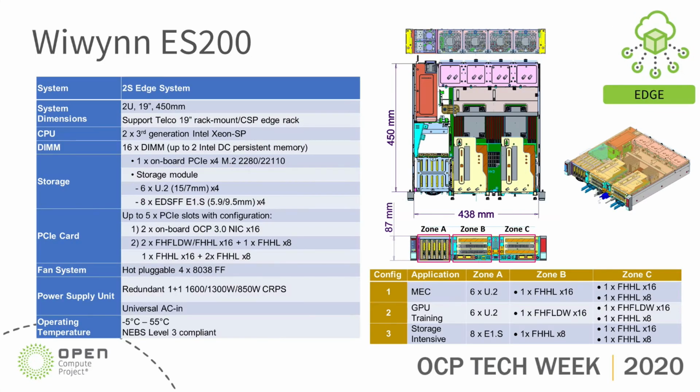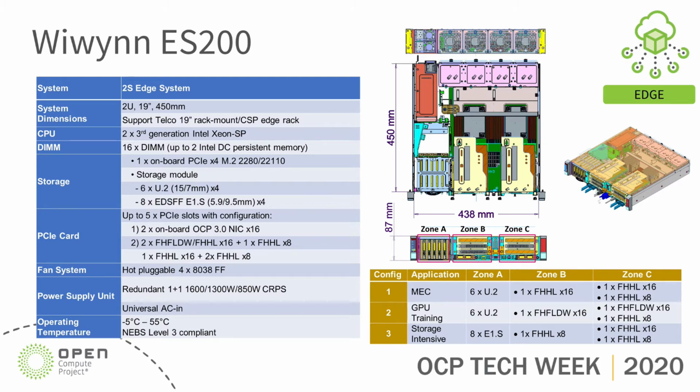Okay, here is the introduction to the Wiwynn Edge server ES200. First of all, the system dimension is 2U in the 19-inch rack with 450 millimeters in depth. So it supports the Telco 19-inch rack mount. It also fits the CSP Edge racks. And the CPU adopts 2-socket third generation Intel Xeon scalable processors. And each motherboard has 16 DIMM slots.